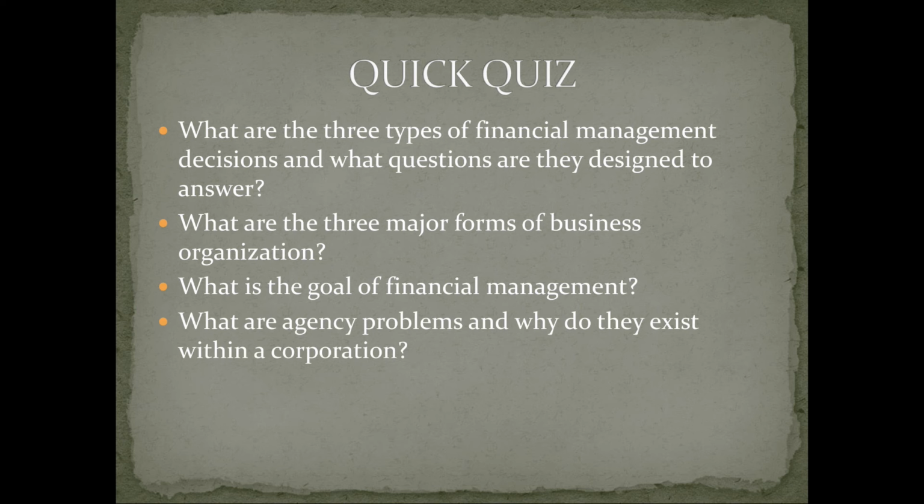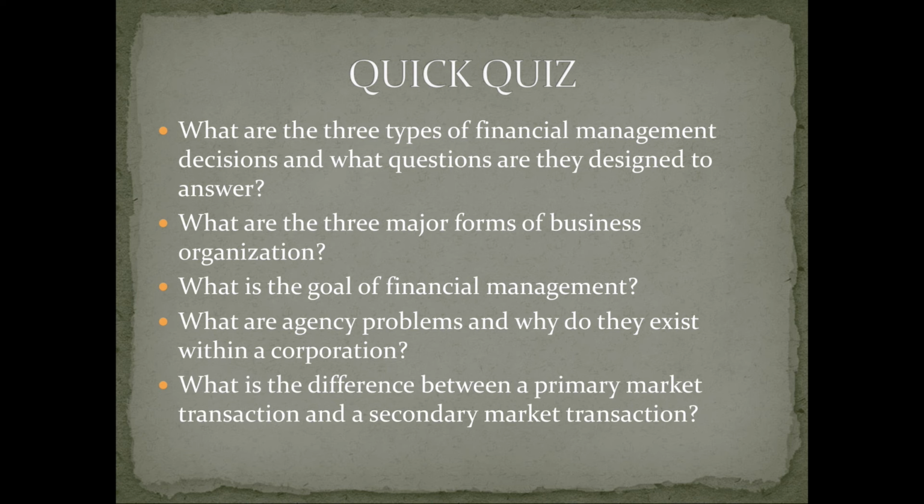So why do they exist? Because of that separation. And then what is the difference between a primary market transaction and a secondary market transaction? The primary market transaction is the initial offering of the security. Secondary market transaction is the outstanding trades of that security.